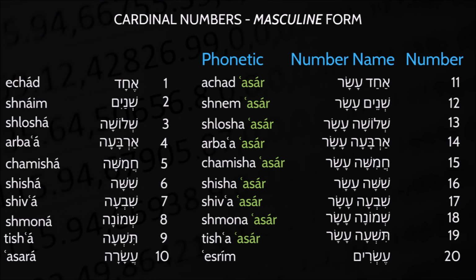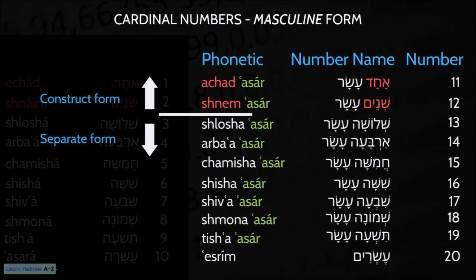There is a small difference though. Look at the numbers 11 and 12. The first part of the number name is a little different than the separate masculine form of numbers 1 and 2. That is because in the numbers 11 and 12, the first parts of the number names 1 and 2 come in the form of the construct state. Thus, their nikud and pronunciation changes slightly.